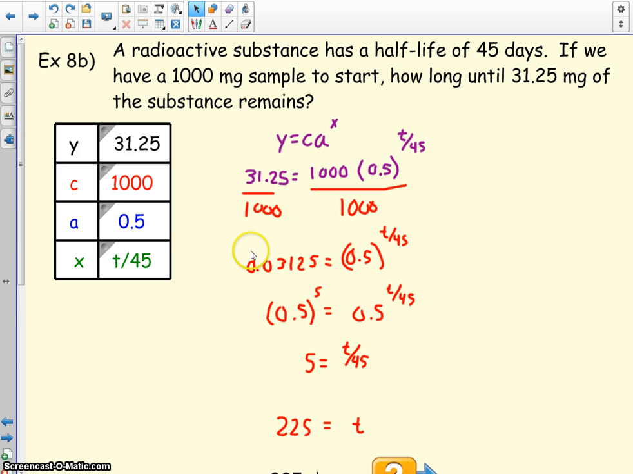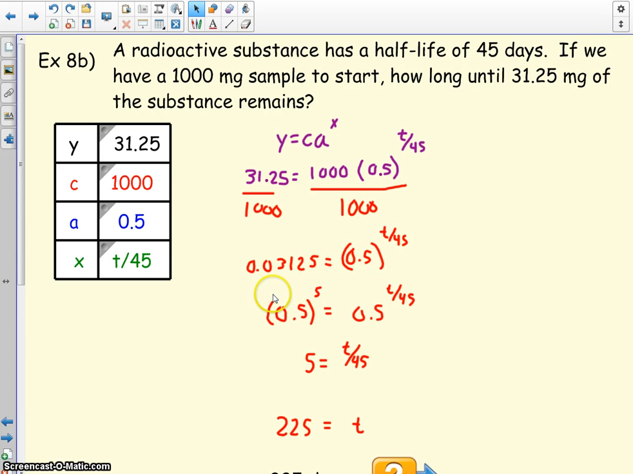Now, you may not immediately recognize this as a power of 0.5, and that's very fair. If you want to, you could leave it as fractions, and then you could write 0.5 as 1 over 2, and then try and make the bases work that way. But the only way you'll be able to solve this, at least in grade 11, is if both sides of the equation can be written as a power of the same base.